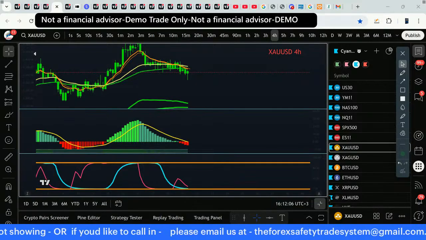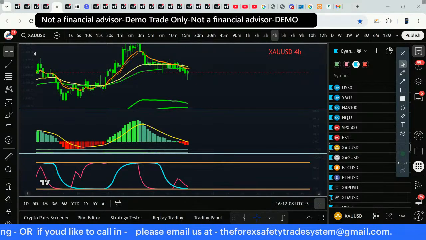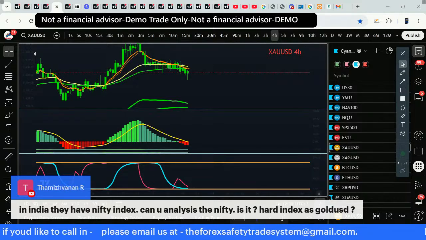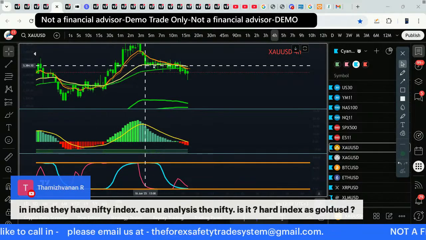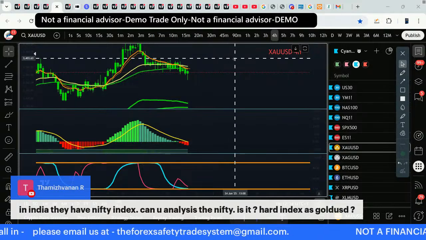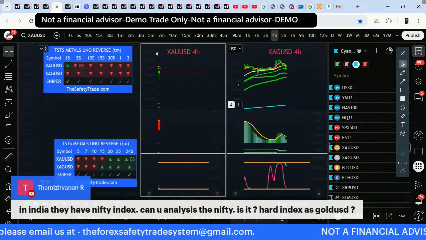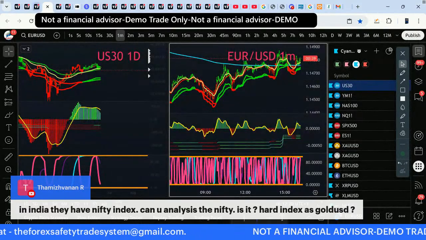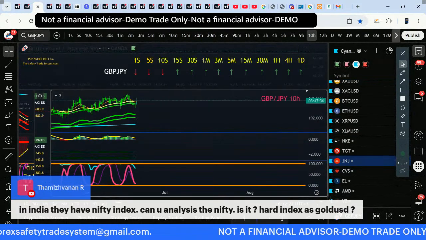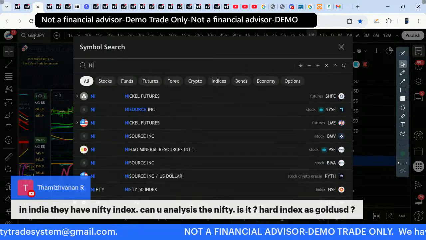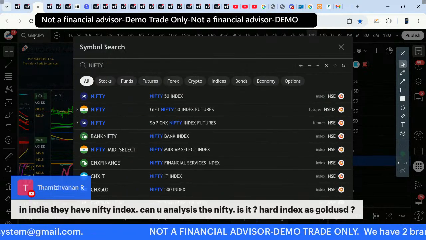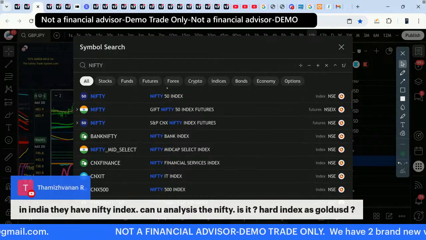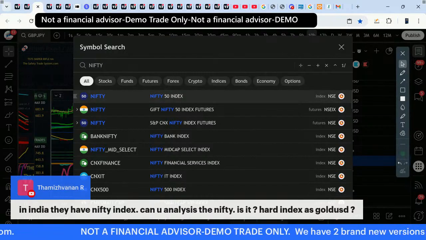I appreciate you asking. In India, we have Nifty index. Can you analyze Nifty if I can pull it up on TradingView, if it's a tradable symbol? Yes, I can trade for you. Let's take a look at Nifty. Is that really the name of it? And this is a stock. It's an index. Nifty 50 index. Really?